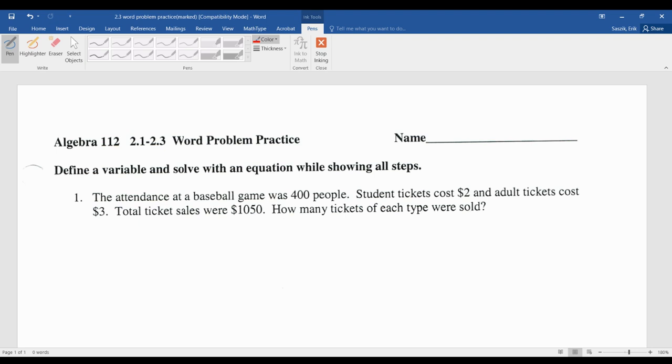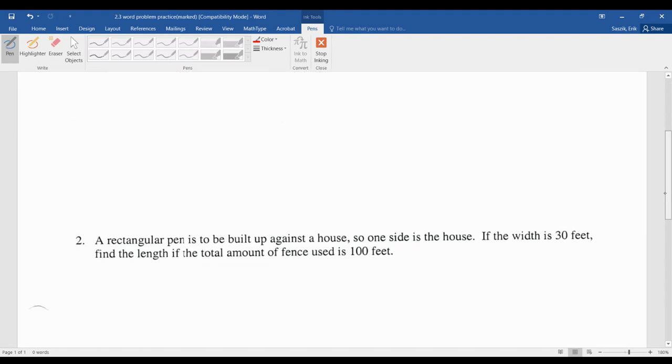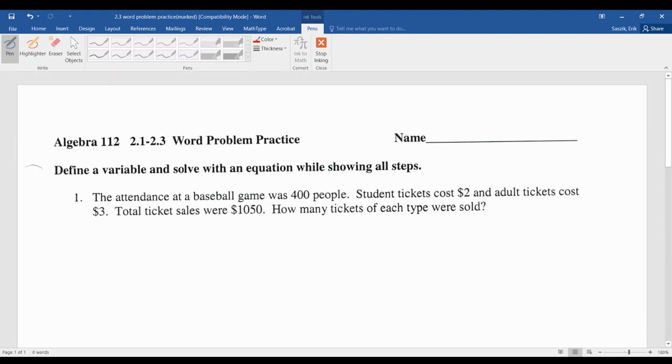Okay, here we go with some word problems. This sheet's short. We're really focusing just on problems 1 and 3, but I'm going to do all 3 of them right here.